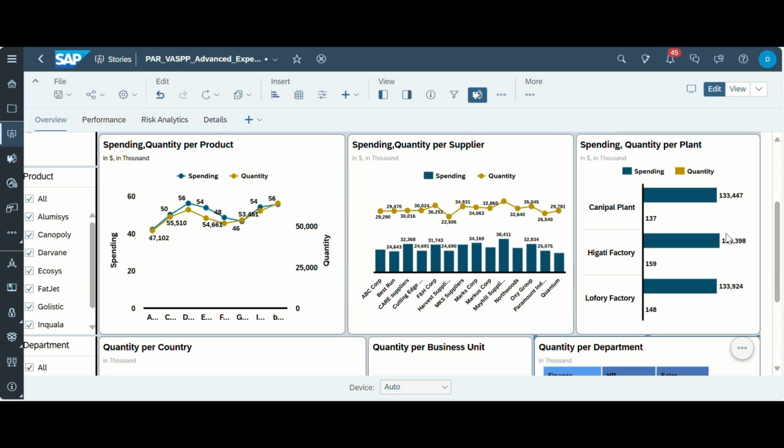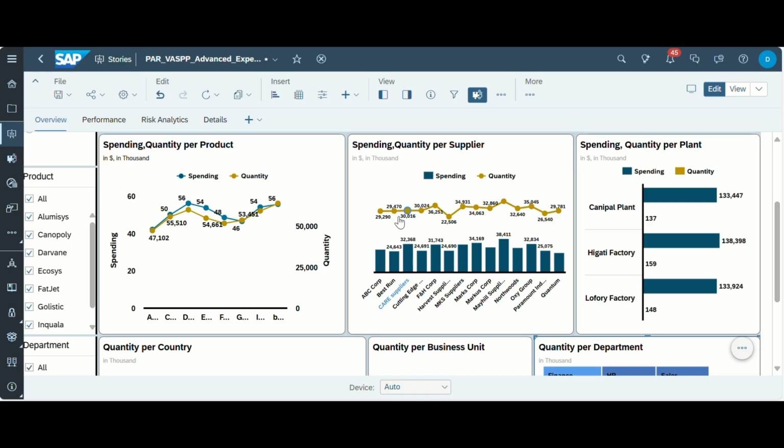Now let's take a closer look at the detailed analytics and visualizations that bring your spend data to life. We start with spending and quantity per product. This line and scatter plot shows exactly how much is being spent and in what quantities on each product. It helps you quickly spot which products are driving the most cost or being purchased in the highest volumes, so you can focus on optimizing those areas or negotiating better deals with suppliers.